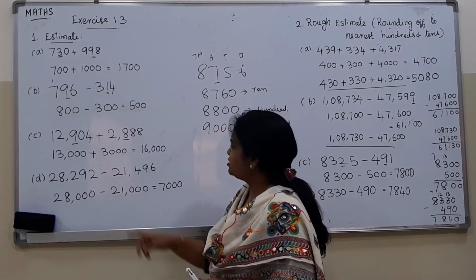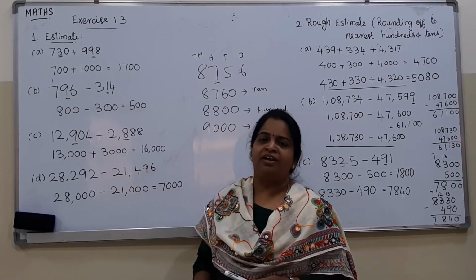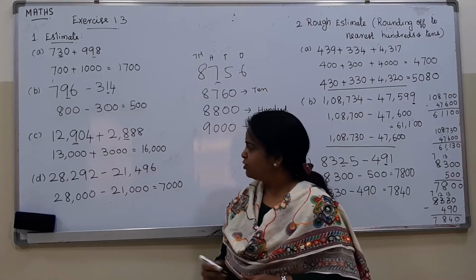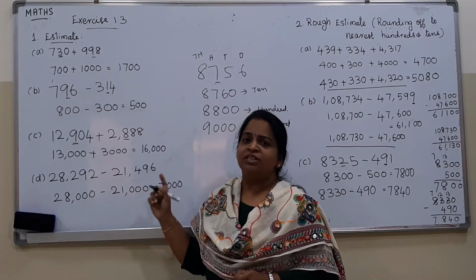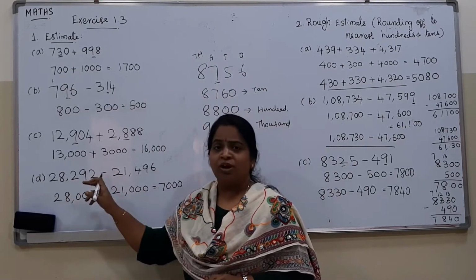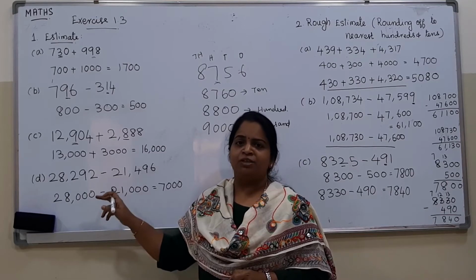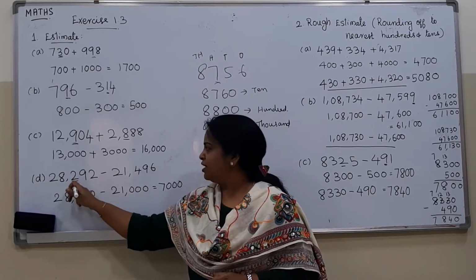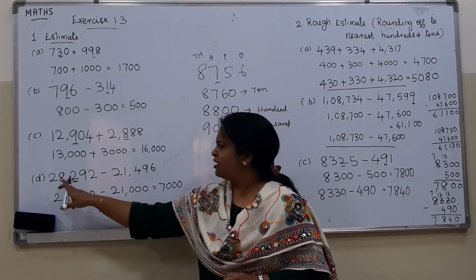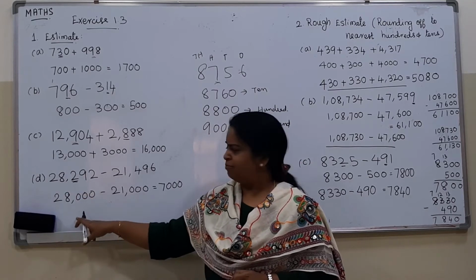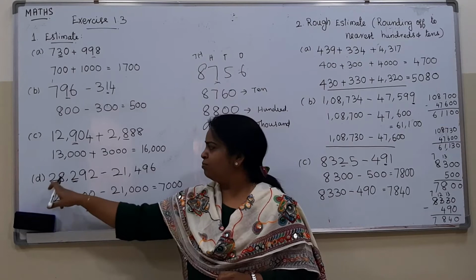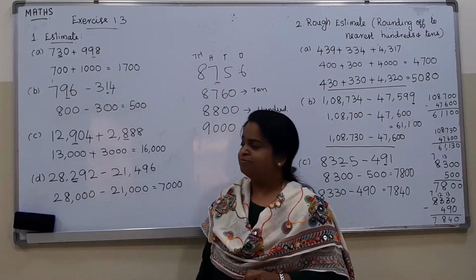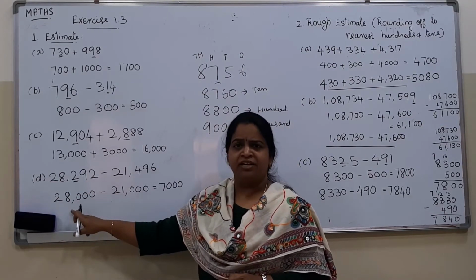28,292 minus 21,496. What you are going to do? You are going to round off nearest to 1000. So here you have to check the number in the 100th place. What is there in the number in 100th place? 2. So we can write directly 28,000, right? If it is 500 or 5 or more than 5, we have to make it as a 29,000. So it is like 28,000.